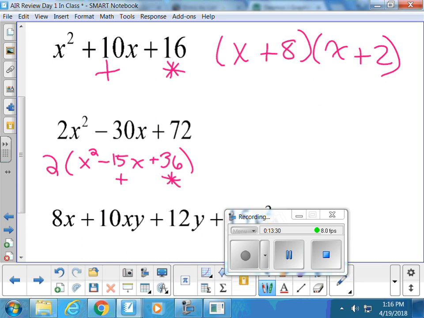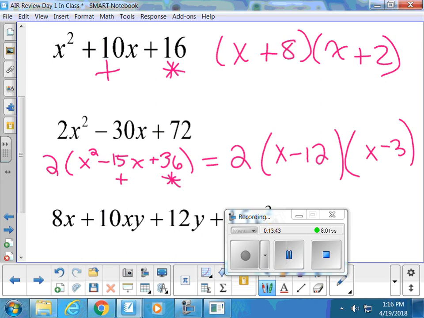Perfect. Good job. And I always say, beware of the double negative. These ones are tricky because they multiply to a positive but add to a negative. Or if I said that backwards, multiply to a positive, add to a negative. There we go. Well, that one's done.